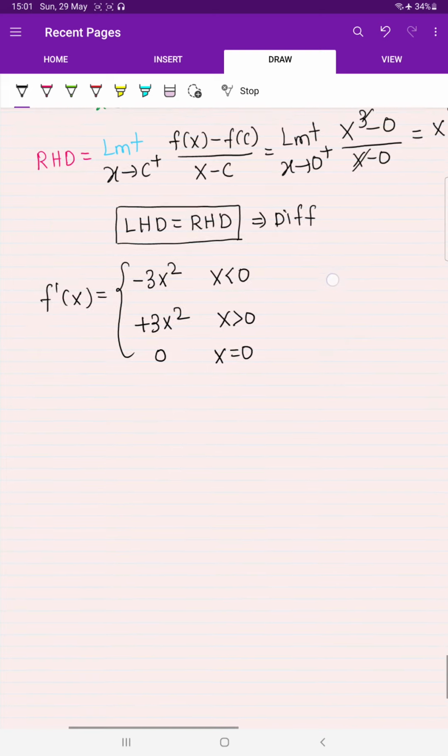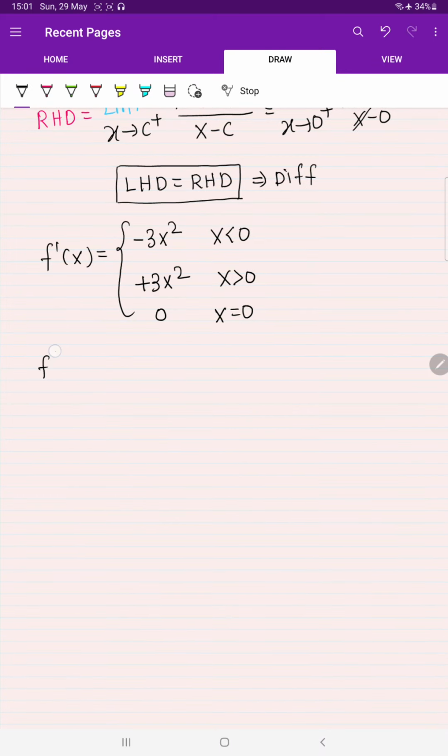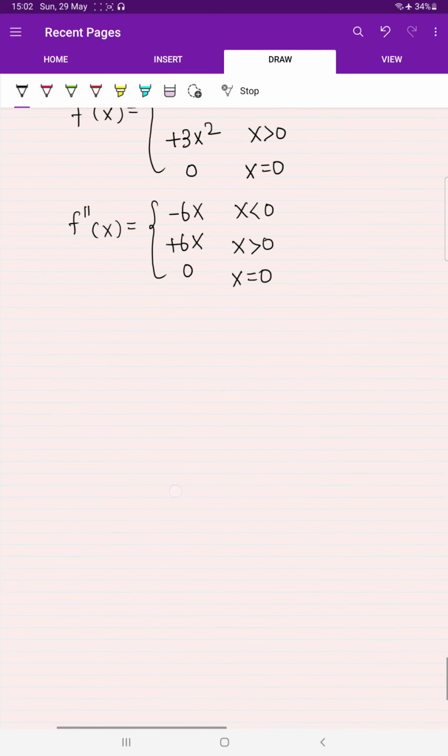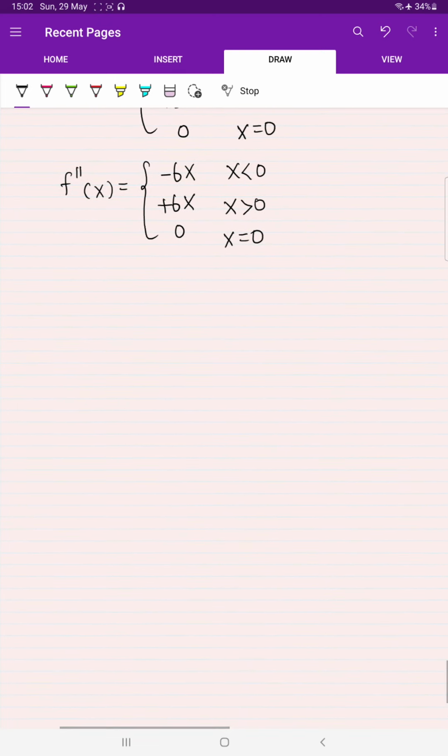Suppose if they ask you to check the second order derivative, then what you have to do? One more time differentiate the same function. You know how to proceed, that will give you minus 6x. Here it will become 6 plus 6x. Here it will be 0. Limit is same, x less than 0, x greater than 0. Here it will be x equal to 0. Again proceed with the same. I hope you all understood how to find the differentiability of any given function.